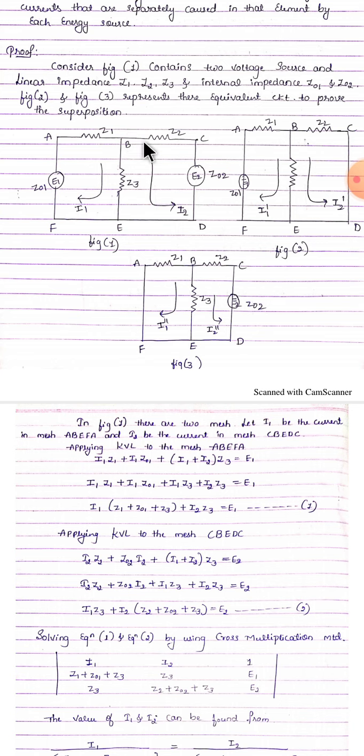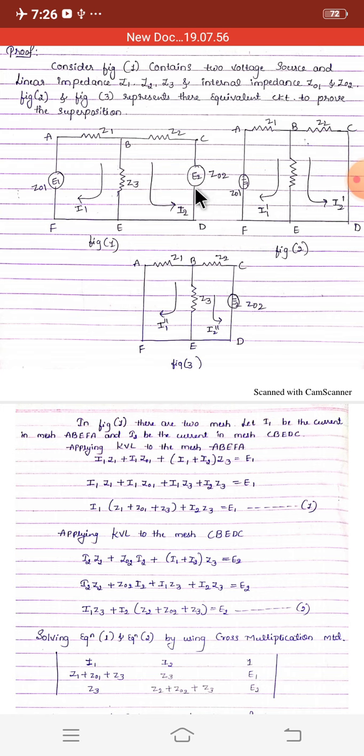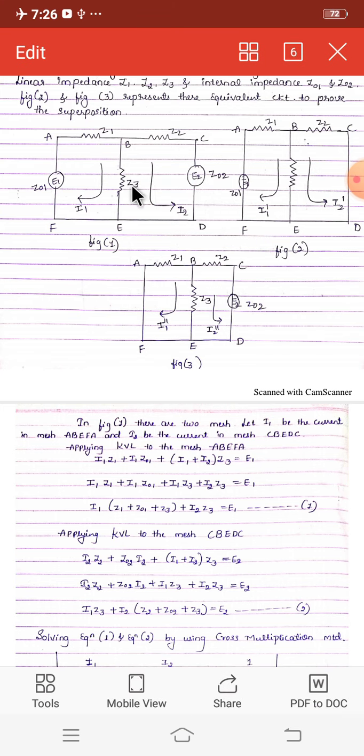CBEDC, this is the second mesh. So apply Kirchhoff's voltage law here. Here current I1, here I2, means I2 Z2 plus I2 Z02. Okay, next here, current is I1 plus I2, Z3, that is.